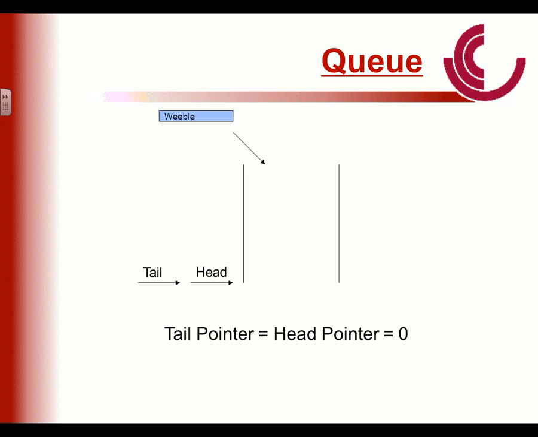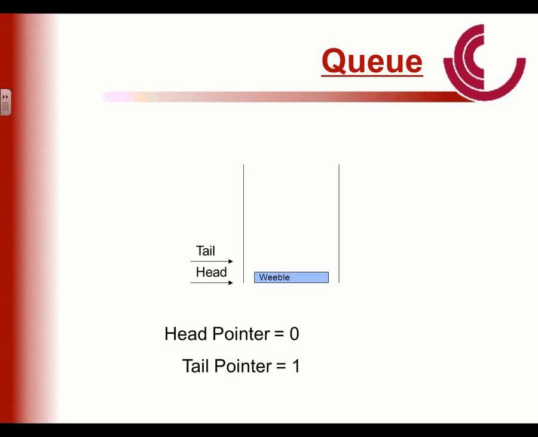So, if we want to add something to it, what do you think is going to happen? That's what happens. Your head pointer stays where it is. Your tail pointer goes up by 1. Your tail pointer is now pointing to the next free location. So if we want to add something else, again, the tail pointer goes up, and the head pointer stays where it is. And if we want to add a third thing, same thing happens. So when you add stuff, you add it to the tail location.